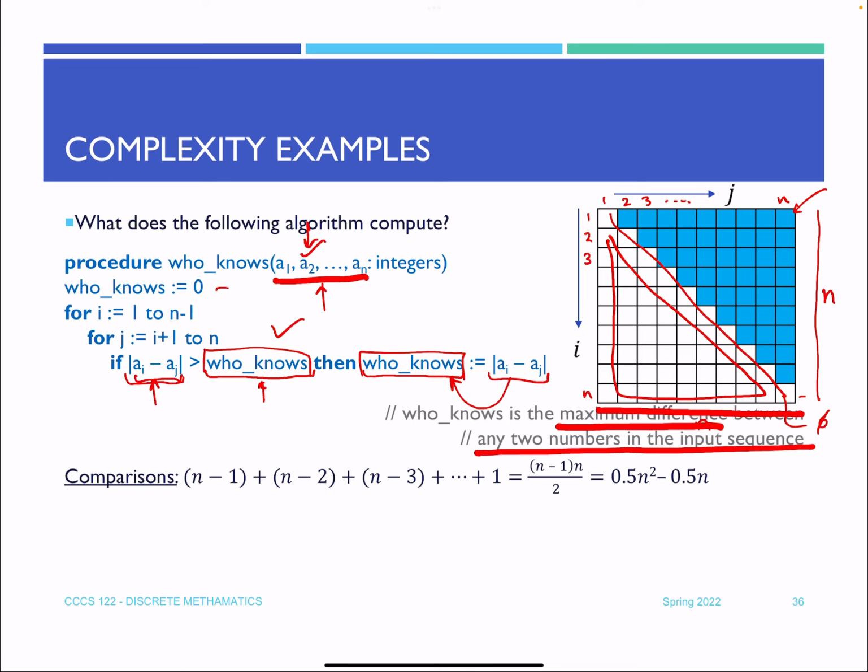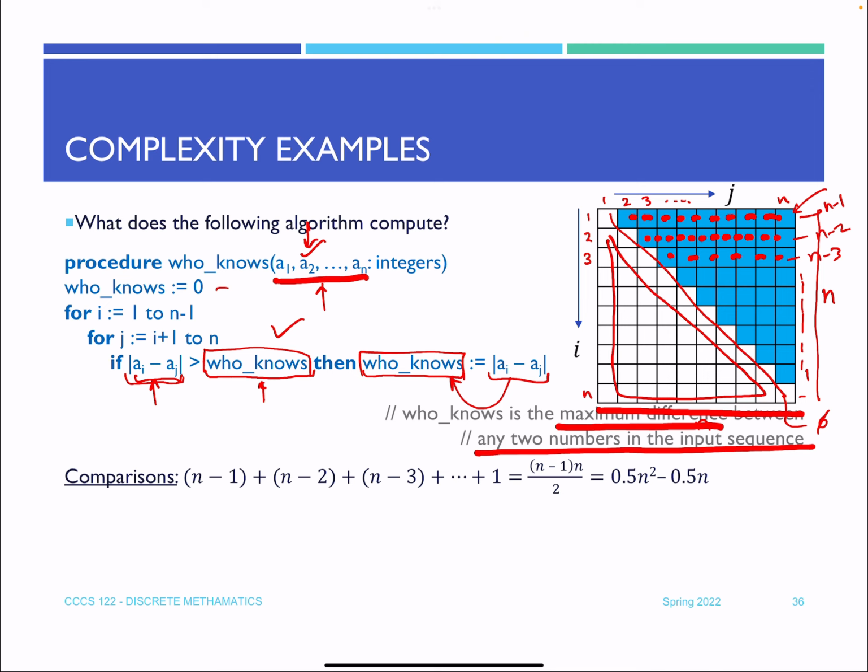This is how many comparisons will basically happen. In the first row, you have n minus 1 comparisons happening. That's as many as you have blue boxes in the first row. Then in the next row, when I goes to 2, we go through one less than that, so n minus 2 comparisons. And then only n minus 3 comparisons until we get to only one comparison on the n minus 1th line.